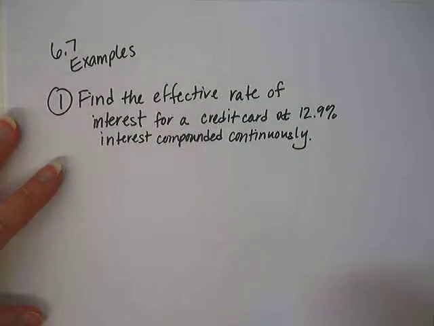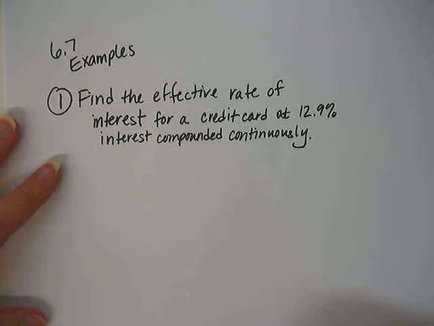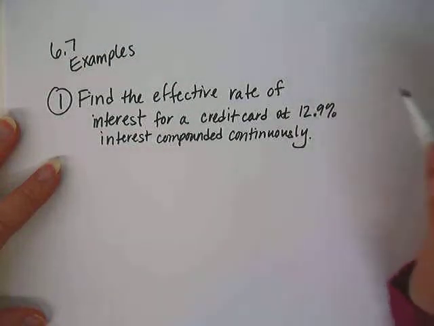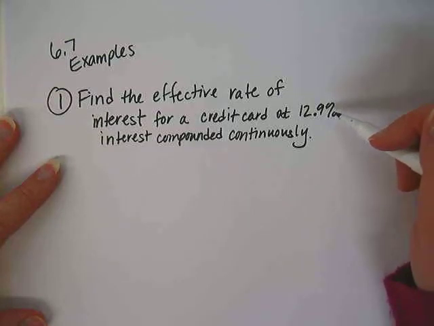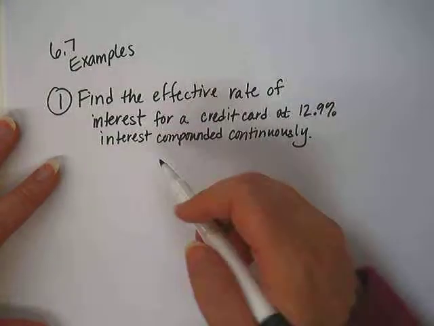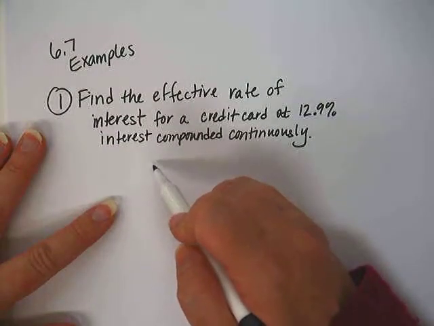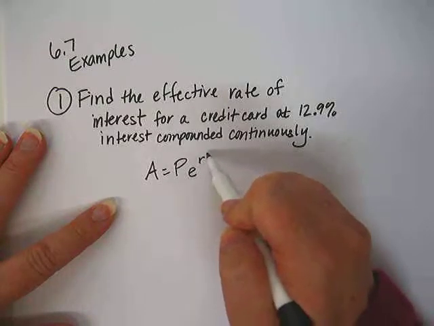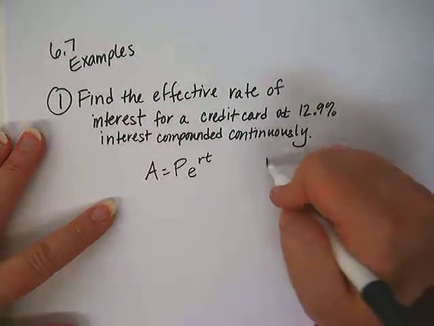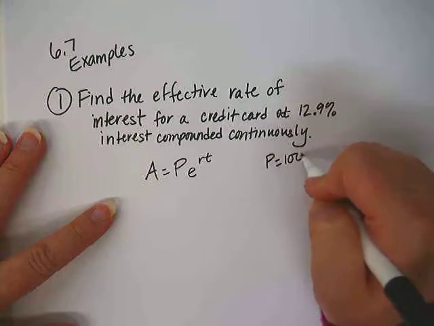I wanted to do another example of effective rate of interest because I feel like I messed that up in the last discussion. So let's find the effective rate of interest for a credit card that has a 12.9% rate of interest that's compounded continuously. So what I told you to do was to use, of course, your compounded formula and go ahead and use a principal of $100.